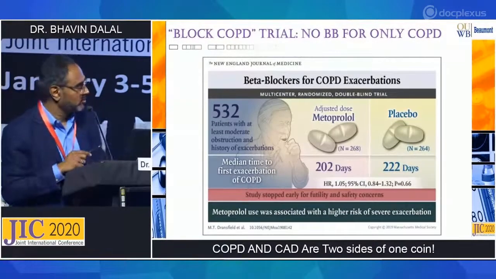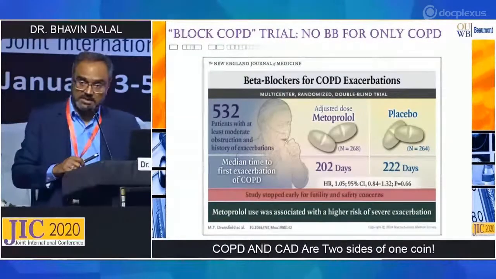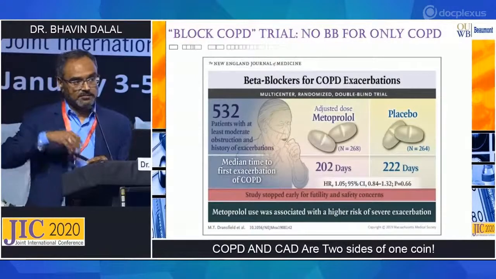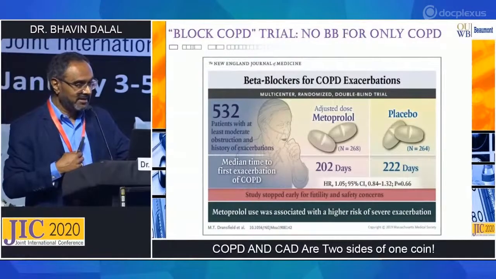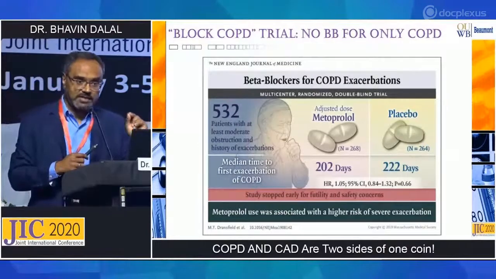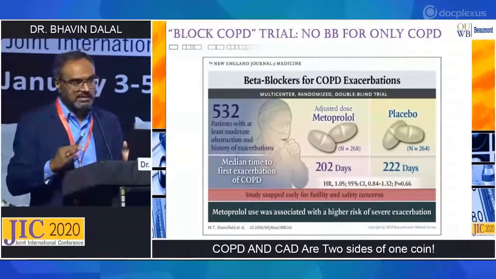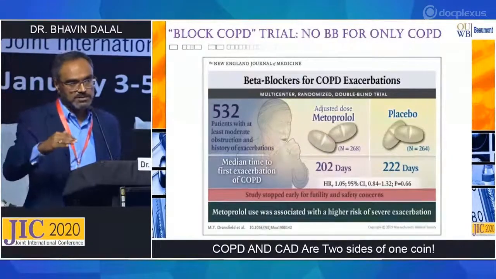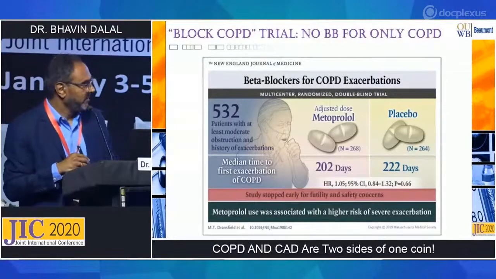This trial was actually stopped early because of safety concerns, because the beta blockers did cause more exacerbations than the placebo. So what I said before, that beta blockers might have fewer exacerbations or less mortality, is provided they have a cardiovascular indication for beta blocker. So you should not give a beta blocker just for the sake of giving a beta blocker to the patient who does not have any cardiovascular indication. Otherwise, they are not going to get any benefit.